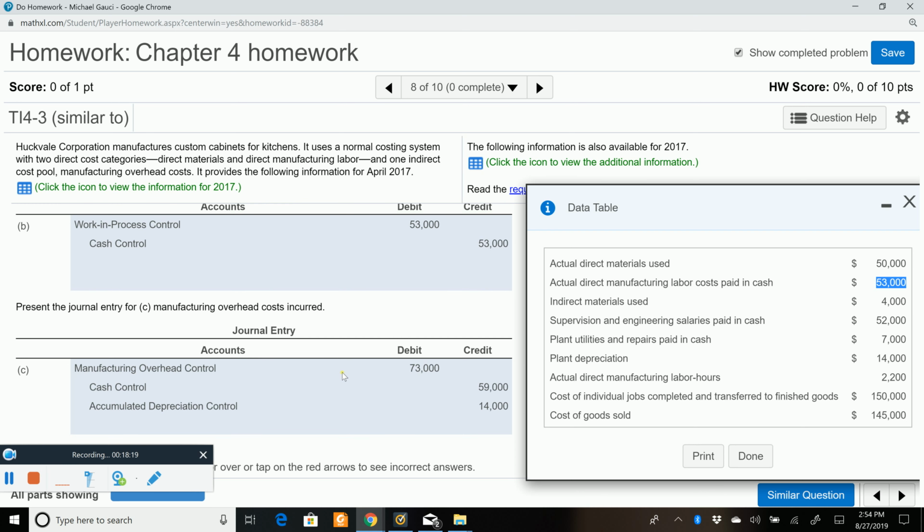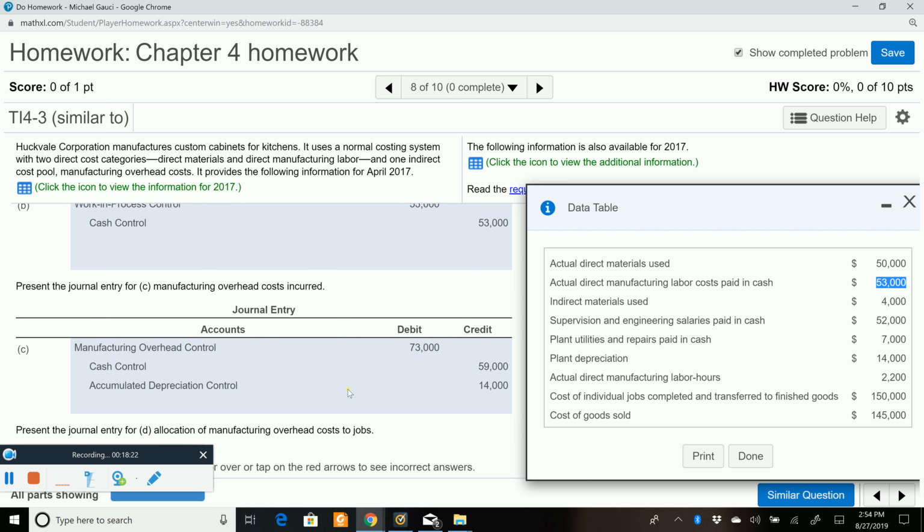All right, how about the journal entry for all the other overhead items? The other overhead items total $73,000. So how do I get the $73,000? Let's take a look. We already accounted for the indirect materials. So the $73,000 is going to be the sum of the supervision and engineering salaries, that's indirect labor, $52,000, plus the plant utilities are $7,000. So we'll add that in here. Plus the depreciation is $14,000. When we add all those three numbers up, we get $73,000. So that is your debit to overhead. Now, we didn't spend all of that in cash.